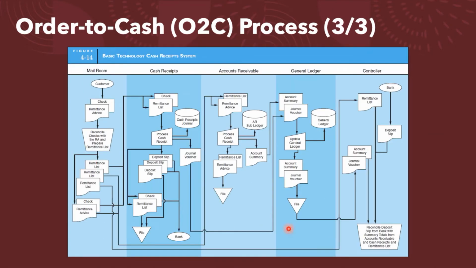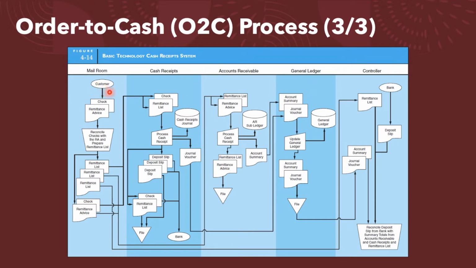So we have here now the cash receipts. So now that we have sent the bill to the customer, now the customer will pay. Okay? So there are 5 departments involved. We have the mailroom, the cash receipts, the accounts receivable, the general ledger, and the controller. The controller is separate. Okay? So, we start first with the customer. I assume you know how to read the flowchart, right?